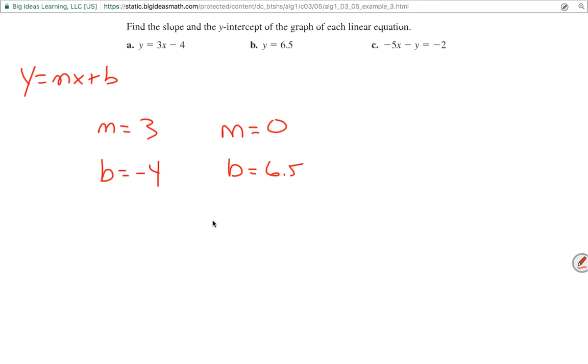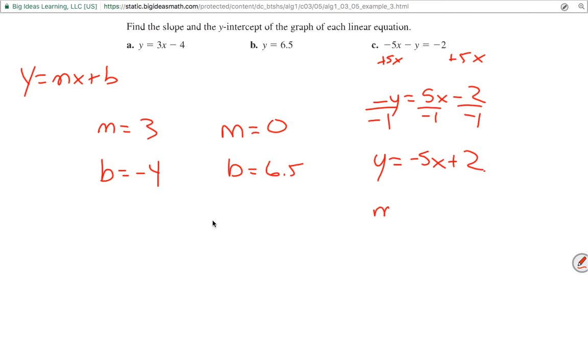Okay. This one, is that slope-intercept form? No, but we can change it by adding 5x to both sides. So I have negative y equals 5x minus 2. Now is that slope-intercept form? You need to get the y by itself. How do I get rid of that negative 1 in front of there? If you multiply or divide, you need to do it to everything. Everything must get it. So now it becomes y equals negative 5x plus 2. Now what's the slope? Negative 5, y-intercept is 2. That's it for today.